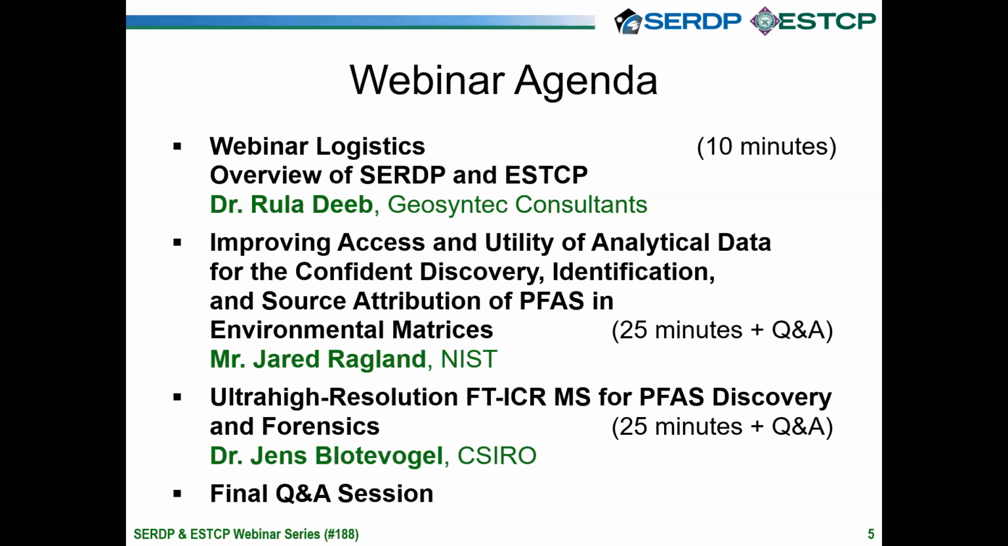Second, Dr. Jens Blotvogel from Cicero in Australia will talk about his research to identify products and source-specific marker compounds that can be used for forensic investigations. He will also talk about his efforts to develop analytical methods that will be exportable to more widely available, lower resolution mass spectrometers. Each of the two presentations will be followed by a brief Q&A session, and if time allows, we will conclude the webinar with a longer Q&A session.